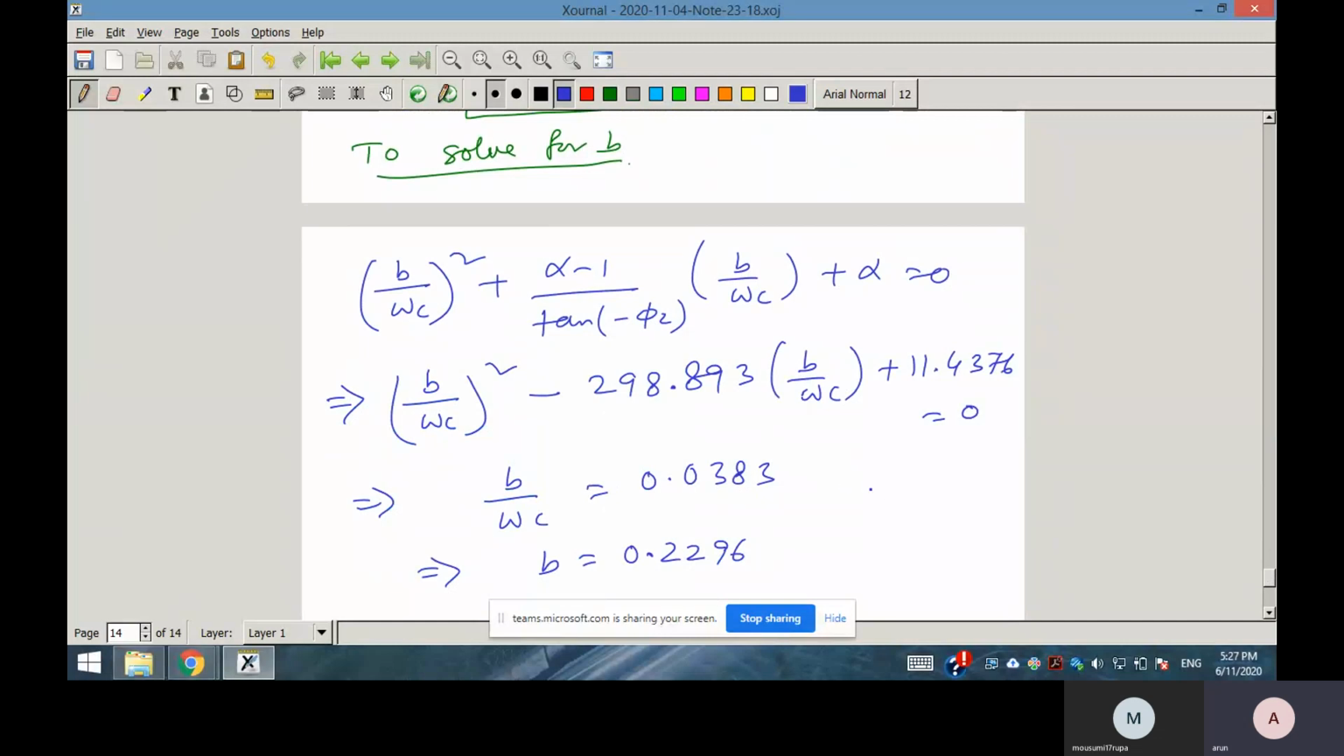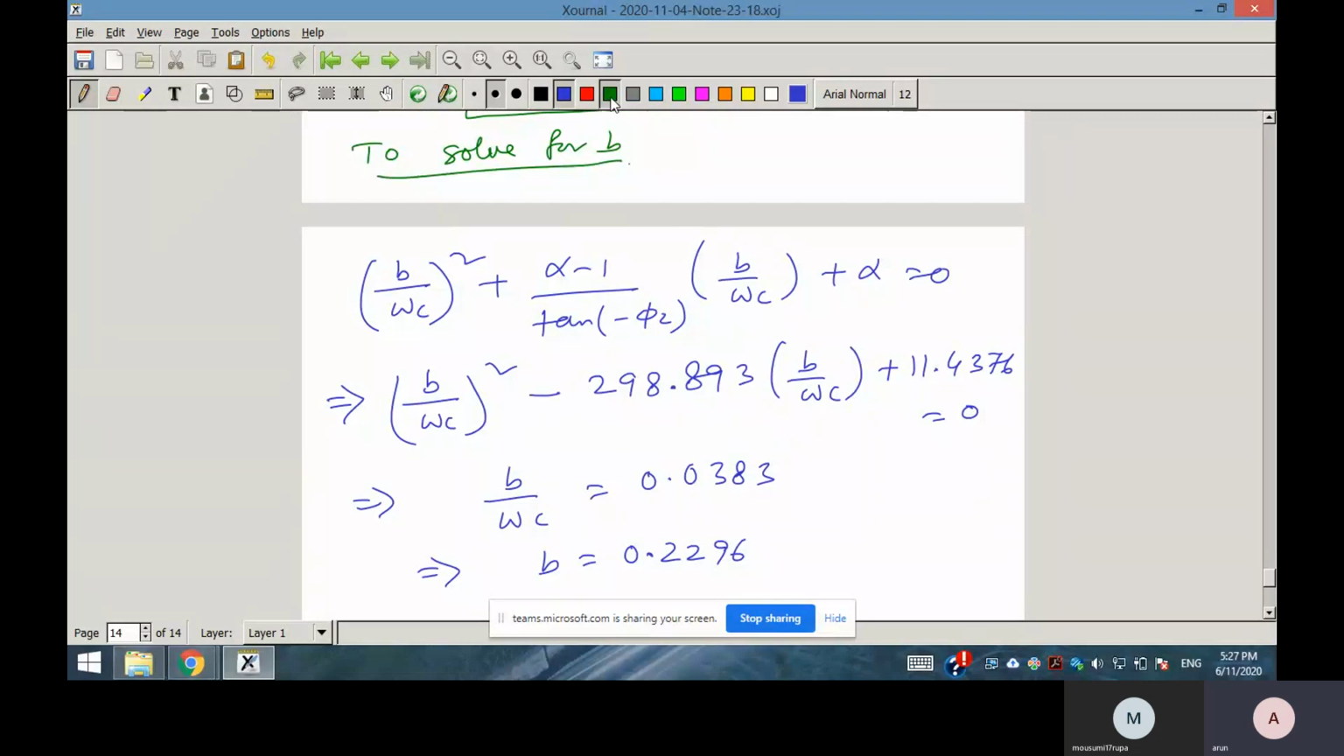Here, as I said, you have to take the smaller value of b by omega c. There will be two solutions, but you have to take the smaller value because you have to assume b is much less than omega c. If you do not assume that, then the unexpected phase lag provided by the lag controller will be more, and to nullify it the lead part has to provide much more phase lead, which is not desired, which is not acceptable.